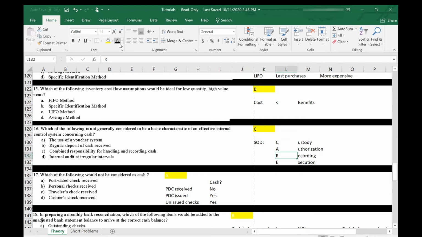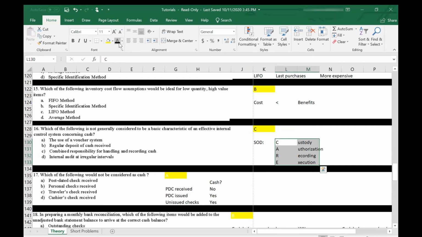But during review, they say that it's now CARE because of execution. These are the duties that should be separated. Ideally, theoretically, the one who holds the cash is different from the one who authorizes, the one who records, and the one who executes, because these duties are theoretically incompatible.